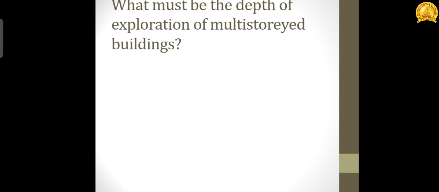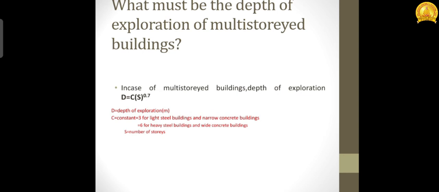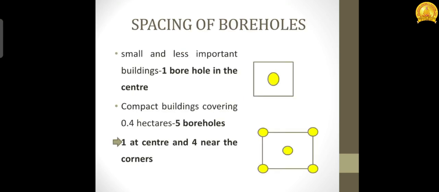What will be the depth of exploration of multi-storeyed buildings? It is governed by an equation, that is D is equal to C into S raised to 0.7, where D is the depth of exploration, C is a constant whose value is equal to 3 for light steel buildings and narrow concrete buildings, and is equal to 6 for heavy steel buildings and wide concrete buildings. S is the number of stories.